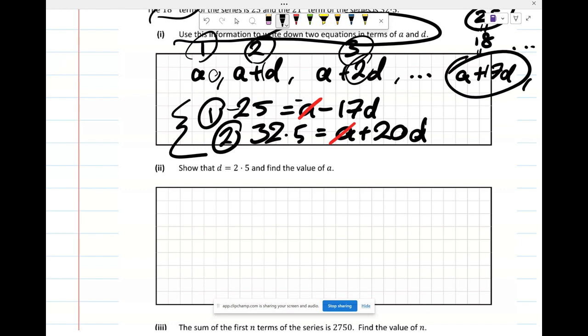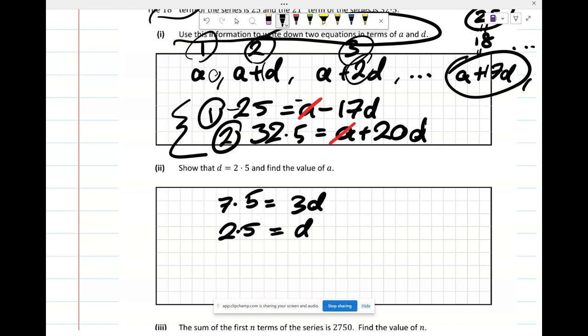32.5 minus 25 is equal to 3D. 7.8 divided by 3 is, maybe I got that wrong. 32.5 minus 25 is 7.5, sorry. 7.5, then we divide by 3. There you go, that will give us 2.5 is equal to D.